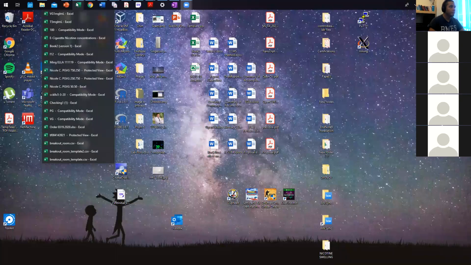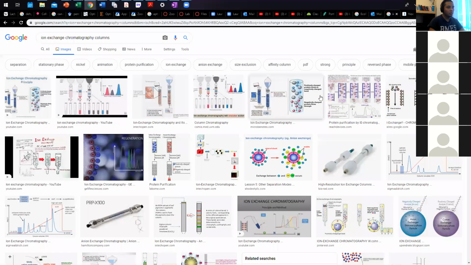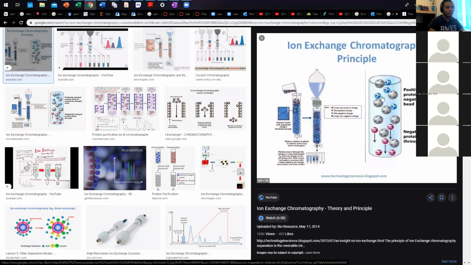So the exchange column. There are these charged beads. An exchange column has small beads, and you put your sample through the beads, and the beads have a specific charge, like little magnets. Depending on what you want to stick to it. In our case, we want positively charged beads because the DNA is negative, right?